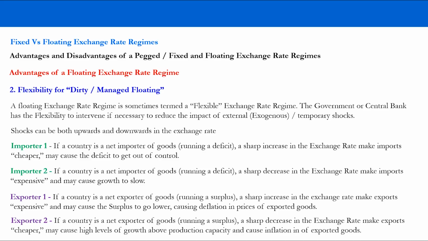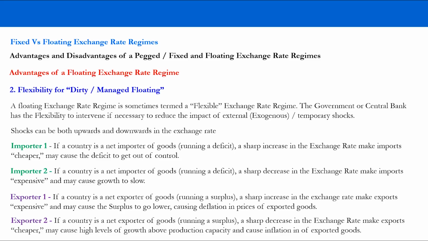So let's look at a couple of theoretical examples here to get a better understanding of what we mean. If, for example, you're an importer, so you're a country that's a net importer of goods, so you're running a deficit, a sharp increase in your exchange rate due to an exogenous shock, so a shock that's outside of your control, can make imports cheaper. And that can cause a deficit to actually get out of control. What if you're a net importer running a deficit and there's a sharp decrease in the exchange rate?